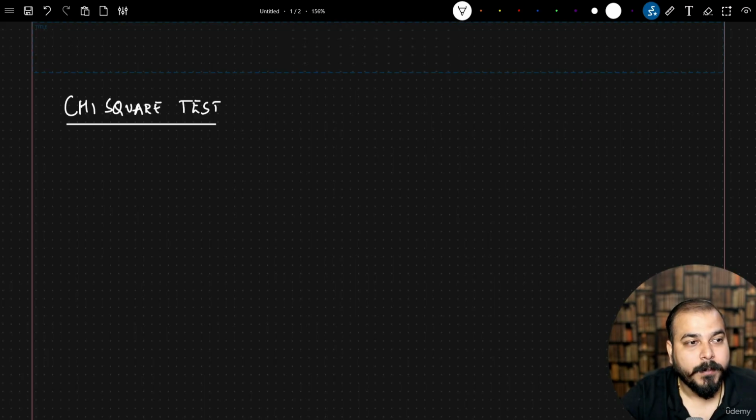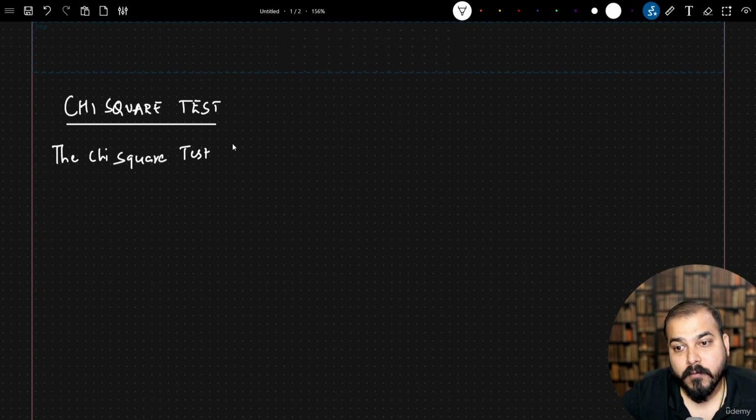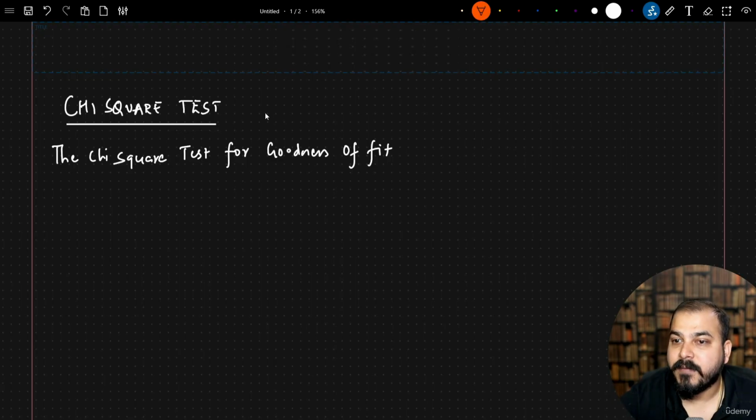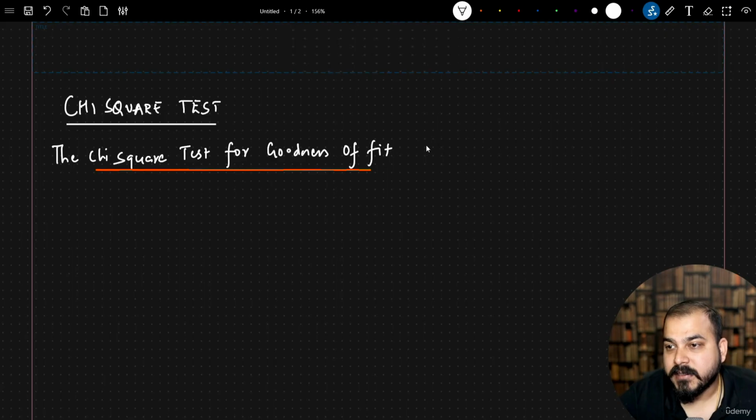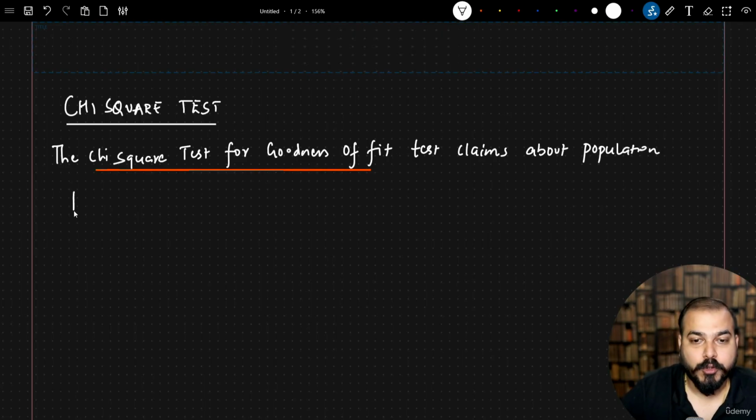To begin with, the chi-square test, we also say this as the chi-square test for goodness of fit. We also use this specific word for most of the chi-square tests that we do. This test makes claims about a population proportion. Whenever we talk about proportion, that basically means we need to think about a categorical variable.